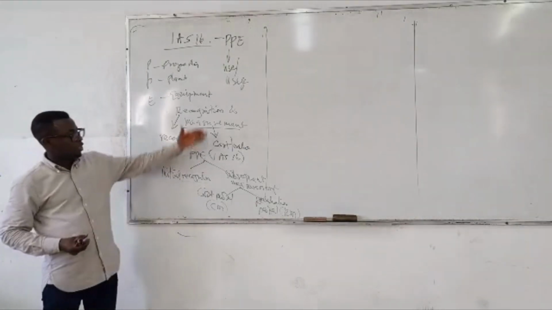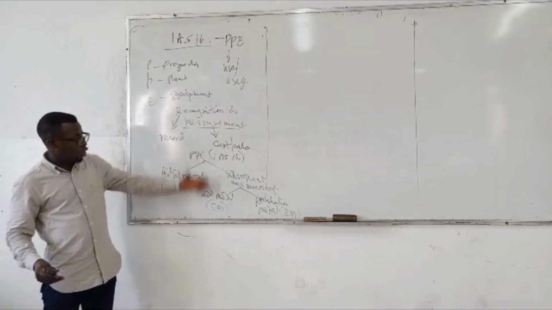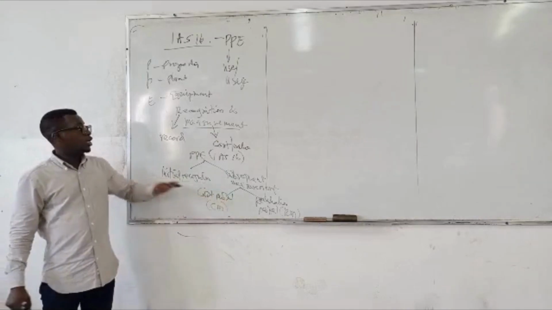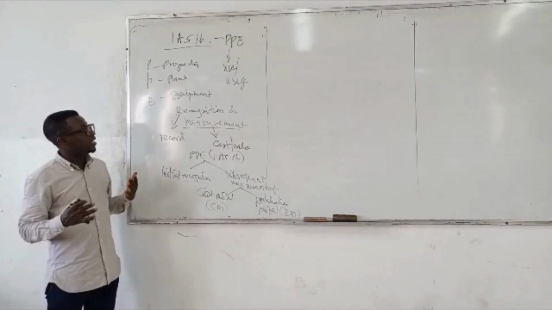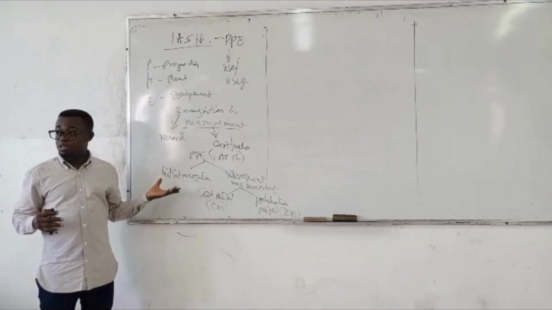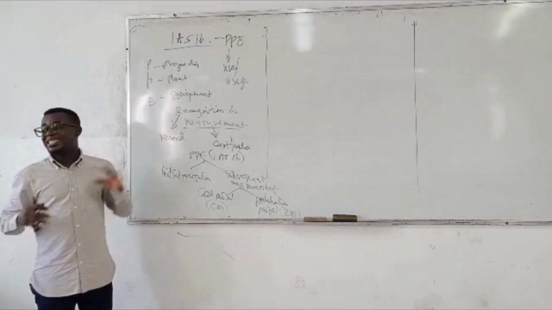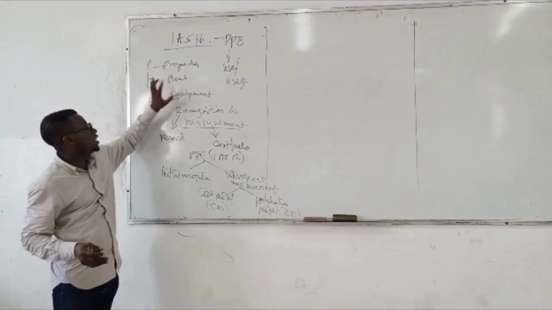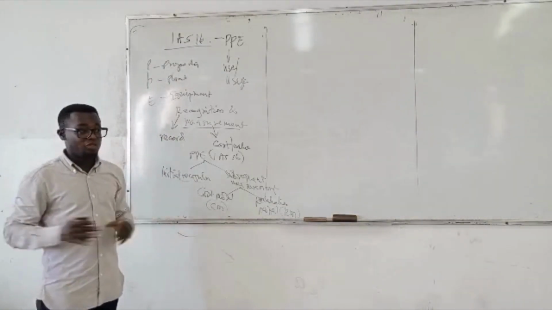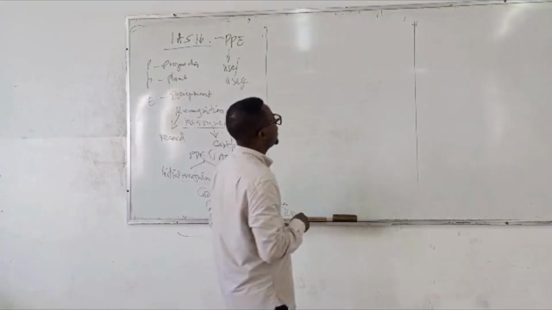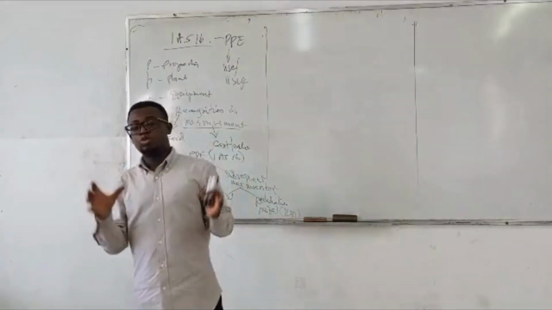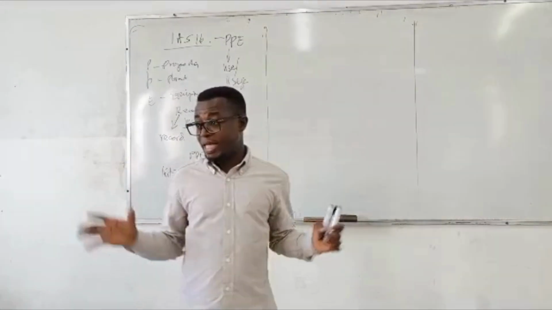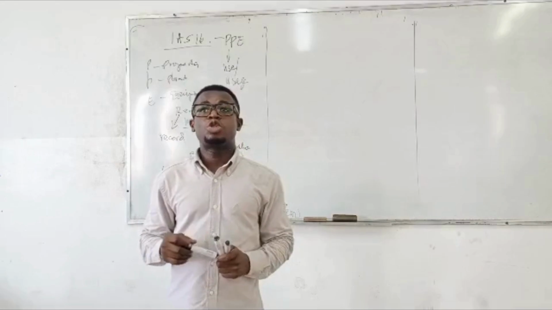Okay? Then we have what is called a subsequent measurement. We have the cost model and the revaluation model. Today we're going to pick one question which will cover all these PPE. Again, PPE is an asset, non-current assets. The properties of the organization, the plants and the equipment. That's what we're trying to do. So let's take one example which we are going to solve together.